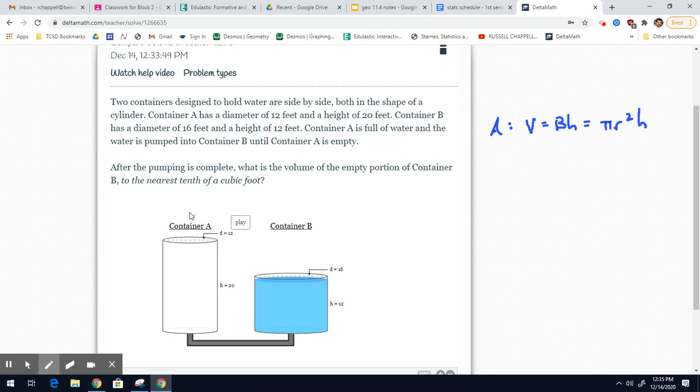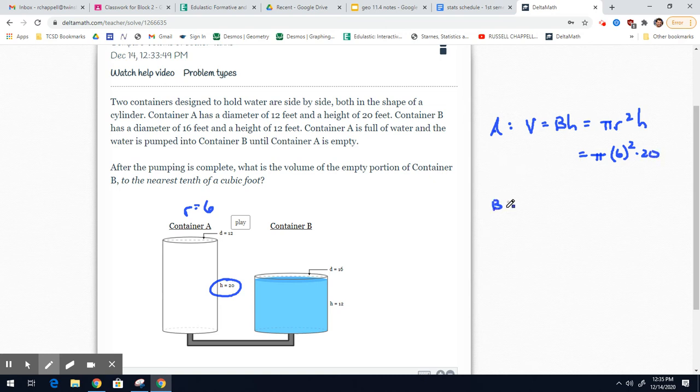They told us the diameter is 12. That means the radius is half of 12, and half of 12 is 6. So we're looking at pi times 6 squared times, and the height is 20. So that'll be the volume of A.